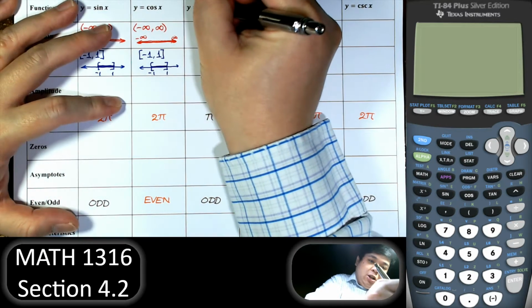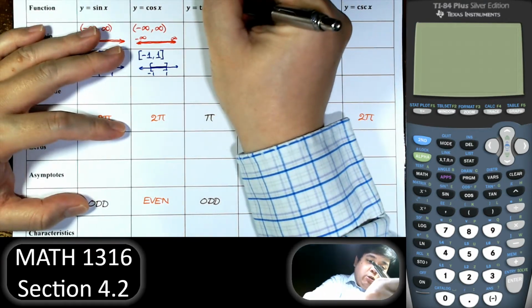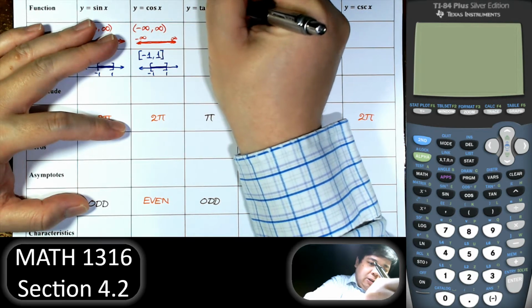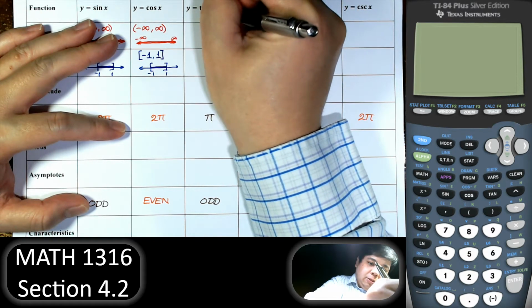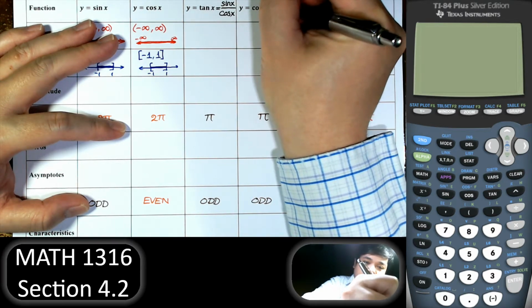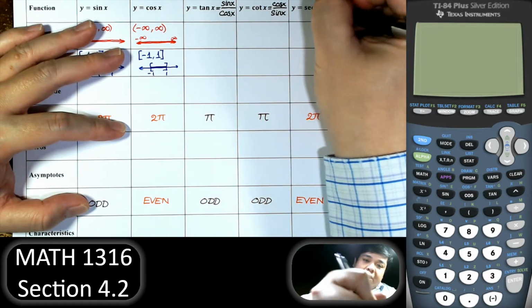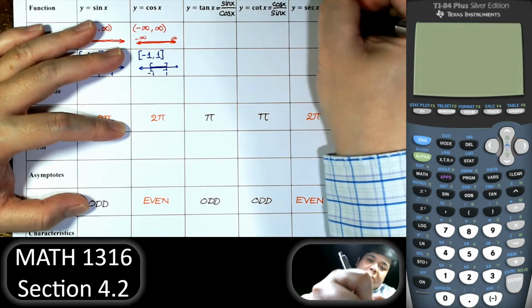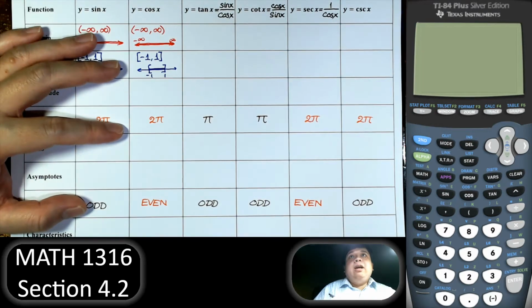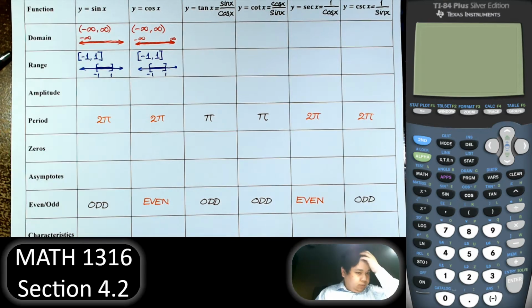Now we define properties or identities. Tangent is sine over cosine. Cotangent is cosine over sine. Secant is 1 over cosine. And cosecant is 1 over sine. Now, that is very important.